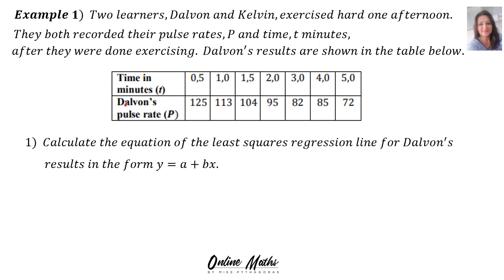Question 1. Calculate the equation of the least squares regression line for Dalvin's results in the form y is equal to a plus bx. So this is the time to pause the video, and then a's value will be 122,67 and b's value is minus 10,74. Therefore, the equation of the least squares regression line will be y is equal to 122,67 minus 10,74x.